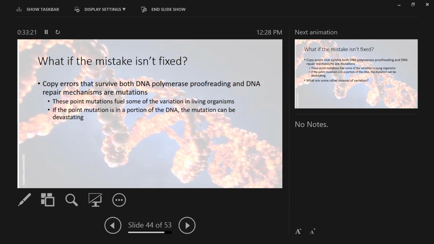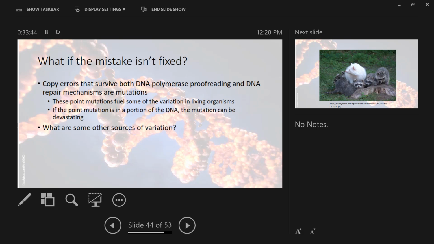Okay? So if the point mutation is in a portion of the DNA that codes for protein, the mutation can be devastating. But if it's not in a portion of the DNA that codes for protein or codes for some other active element, then it would most likely be nearly neutral. Not entirely neutral, but nearly neutral.